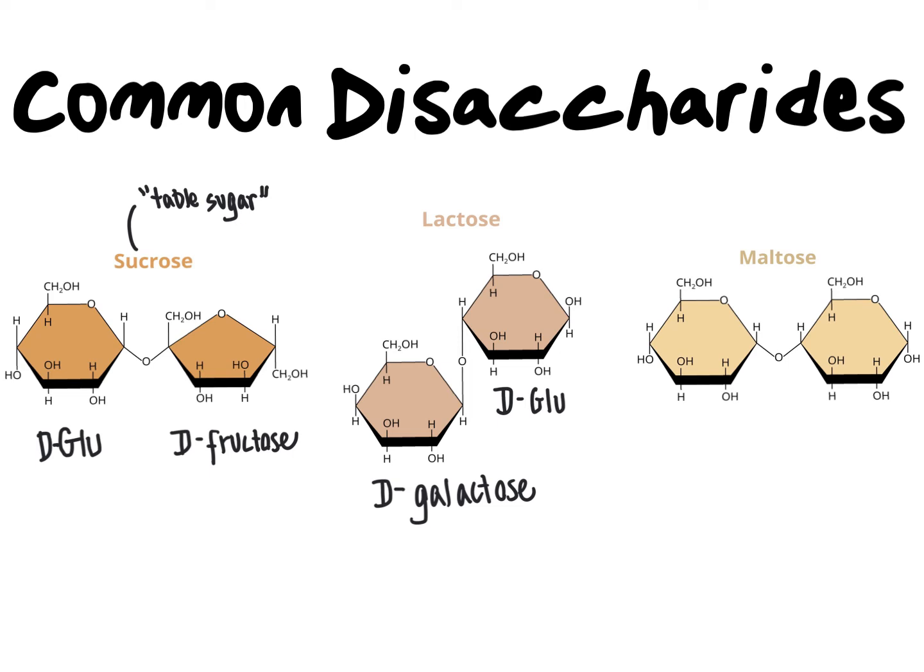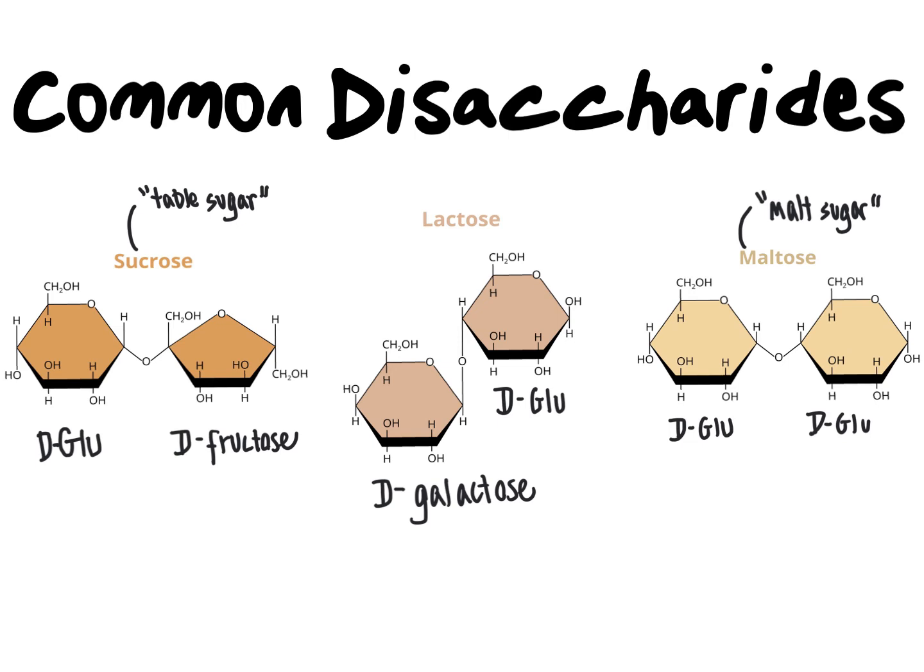Finally, we have maltose, which we refer to as malt sugar. Generally has a very sweet taste that's appealing for malts and other sweet treats. And maltose is composed of 2 glucose units. So the unit here on the left is a D-glucose. The unit here on the right is also a D-glucose.